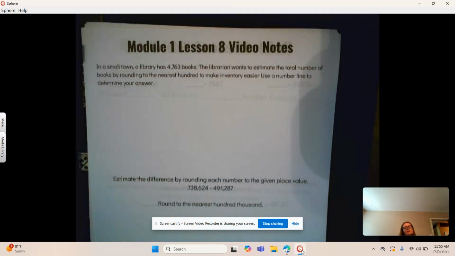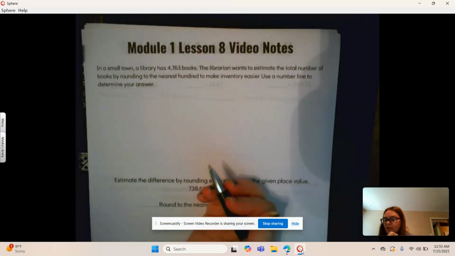Okay, so our first problem says, in a small town, a library has 4,763 books. The librarian wants to estimate the total number of books by rounding to the nearest hundred to make the inventory easier. Use a number line to determine your answer.